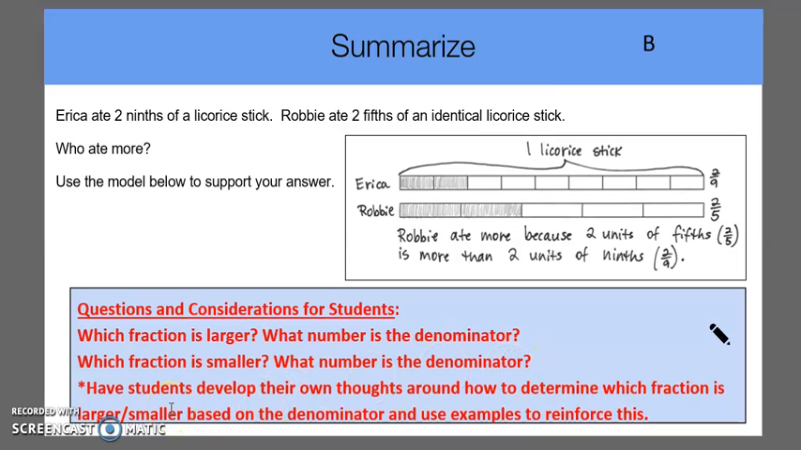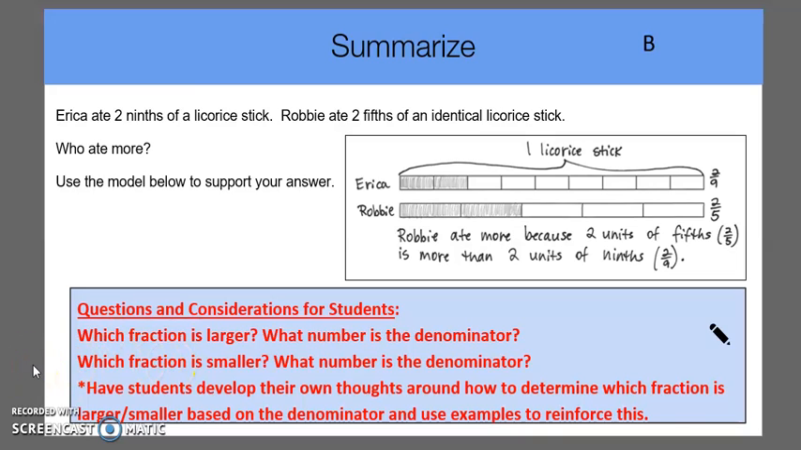And by doing this, we can have students develop their own thoughts around how to determine which fraction is larger and smaller based on the denominator and use examples to reinforce this. So by having them answer some of these questions, they can identify that 2/9 is the smaller fraction, 2/5 is the larger fraction. Then we can have them develop, what can we say based on the fraction. And the key here is looking at the denominator and seeing if they can figure it out on their own. And if they can develop something, we can use additional examples to test their idea to see if it makes sense.